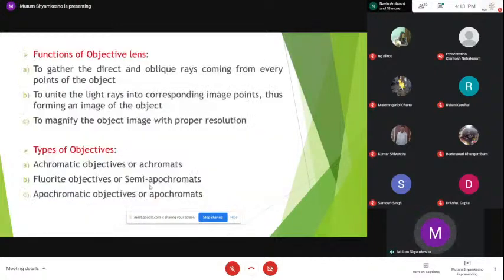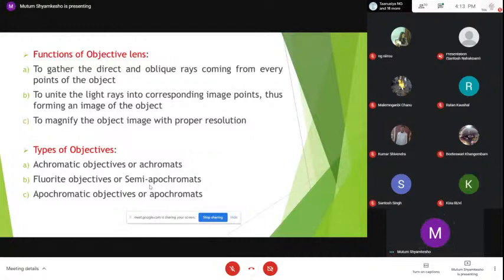Then we are discussing the functions and the different types of lenses of a compound microscope. Then we are coming to the objective lens. There are three important functions of the objective lens.